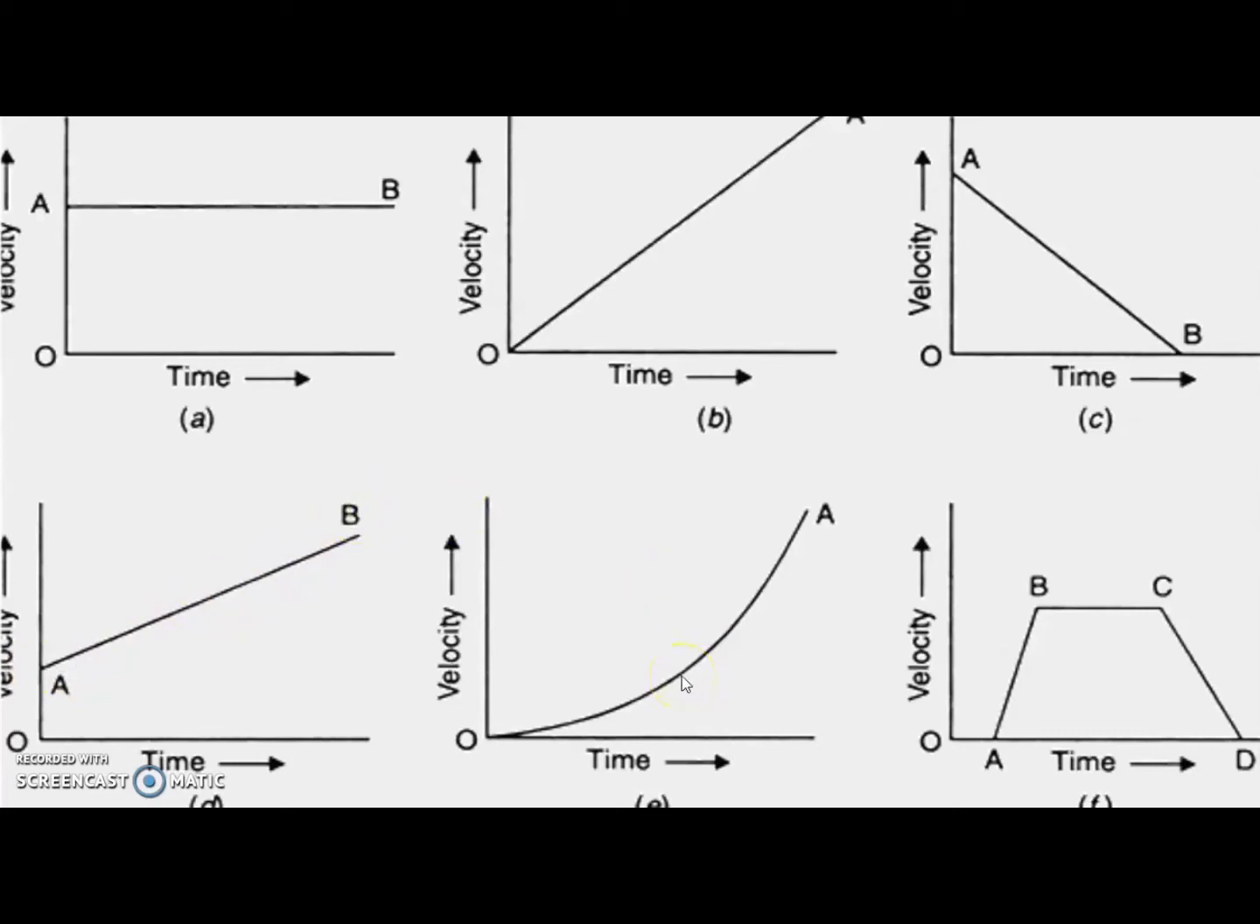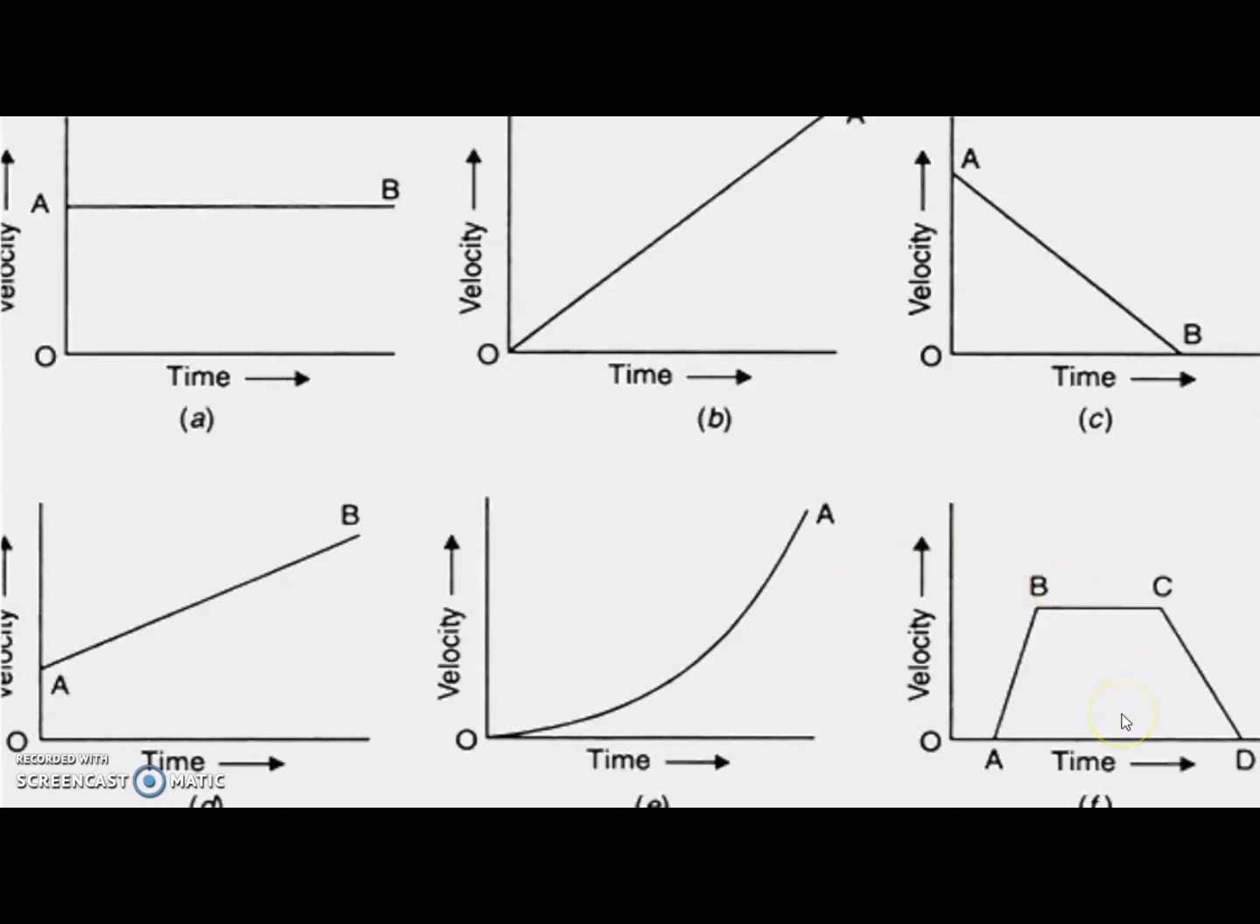Graph E. Here we see acceleration again. The object was at 0, and it sped up, but the line is curved. This means that it did not speed up at a set rate. This isn't speeding up at 10 meters per second every second. At first, this object barely sped up, and then it sped up a lot. So this is acceleration, and it's positive acceleration, but it is not constant acceleration.